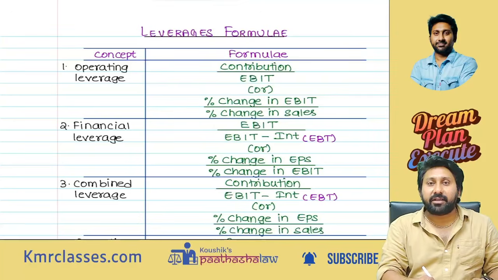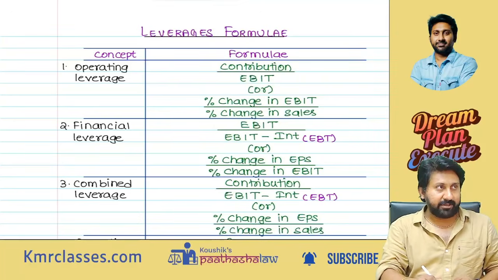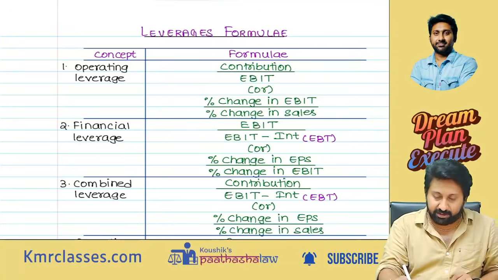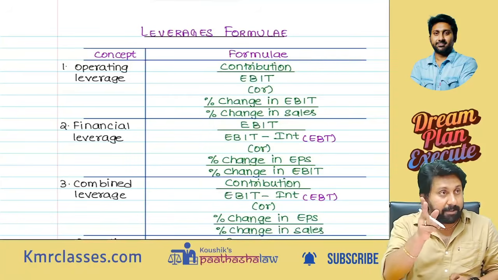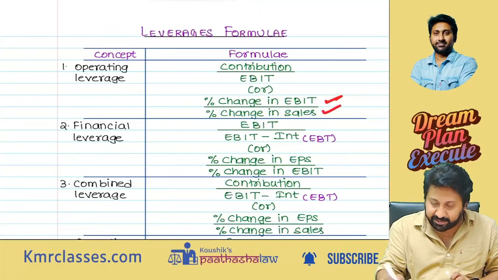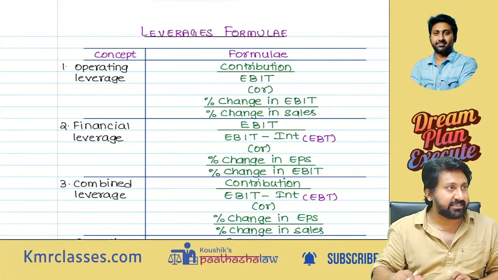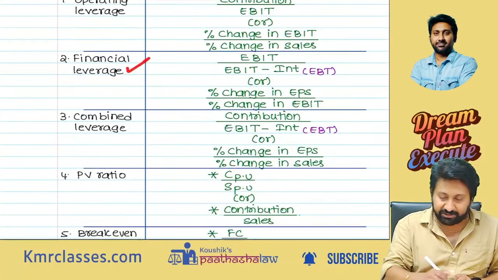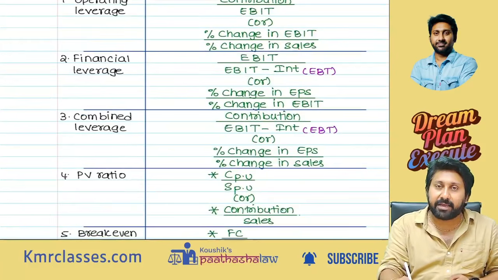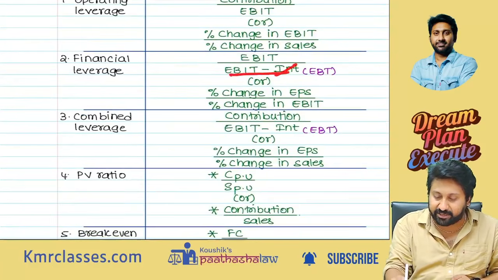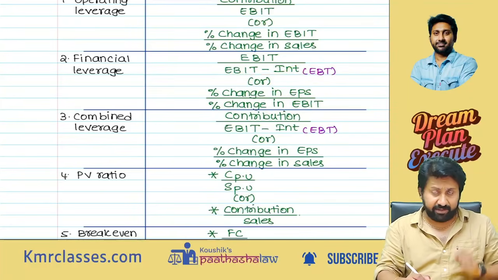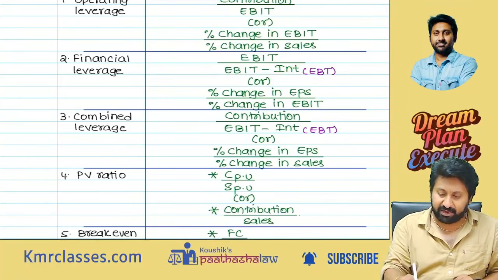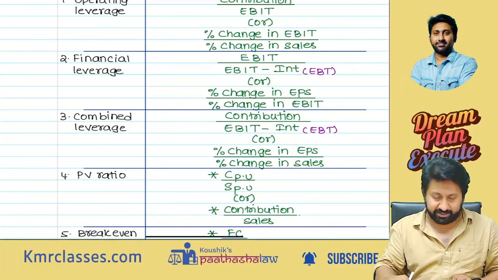Operating leverage can be of two types. If 1 year data is given, contribution by EBIT. If 2 years data is given for a comparison, percentage change in EBIT by percentage change in sales. Financial leverage: EBIT by EBIT minus interest. EBIT minus interest can also be called EBT. So EBIT by EBT, one way. Or another way, percentage change in EPS by percentage change in EBIT.